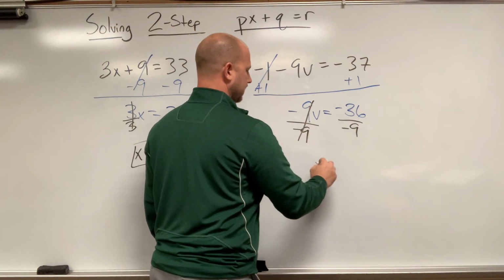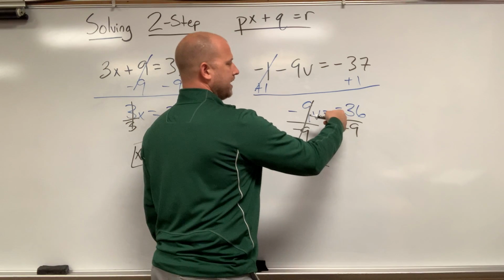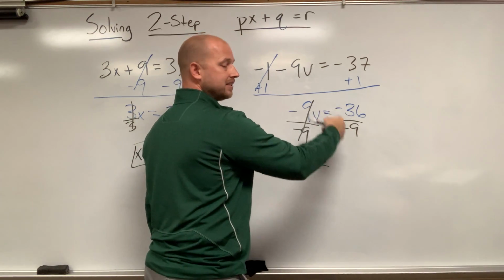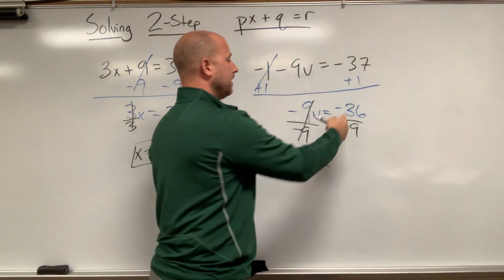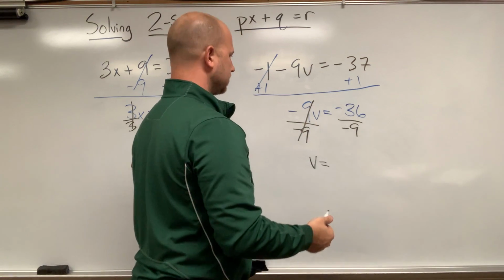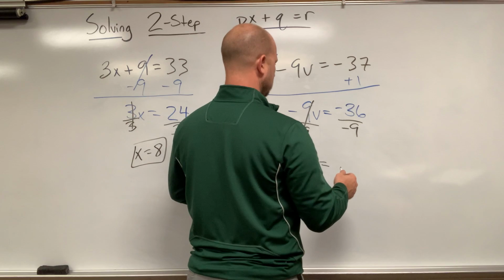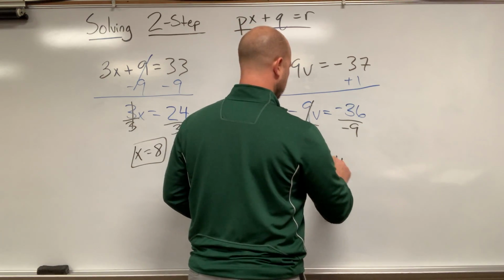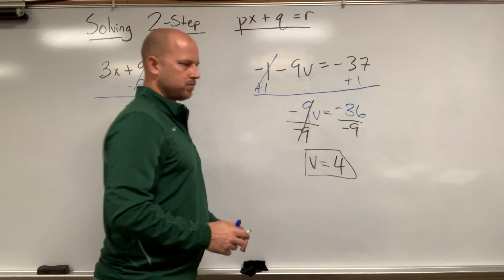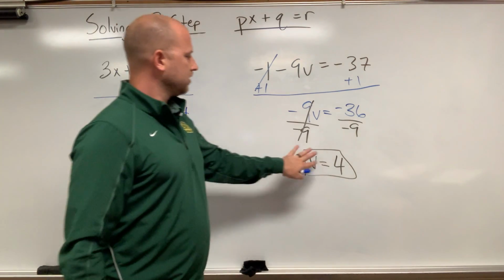Okay, cancel those out. v equals, and then same signs, positive. 9 goes into 36. What do we have? 1, 2, 3 times? 4 times. Sorry, +4. I'm all messed up on my math today. So we get a +4.